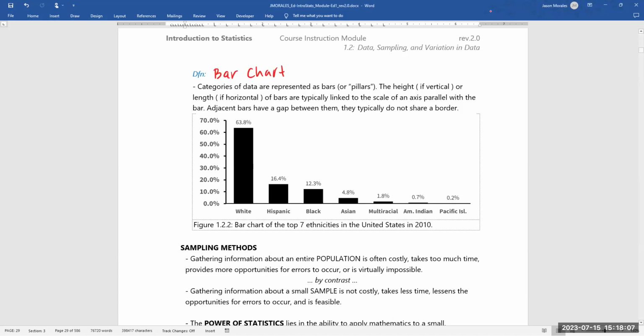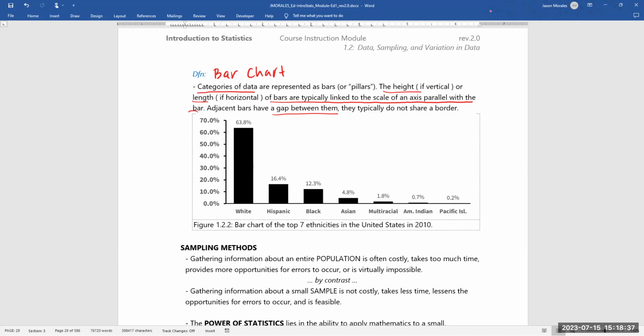A bar chart represents categories of data as bars. The height or the length of the bars is typically linked to the scale of an x-axis parallel with the bar. Adjacent bars have a gap between them, and they typically do not share a border. So this is a bar chart of the exact same data that we used in the previous pie chart.